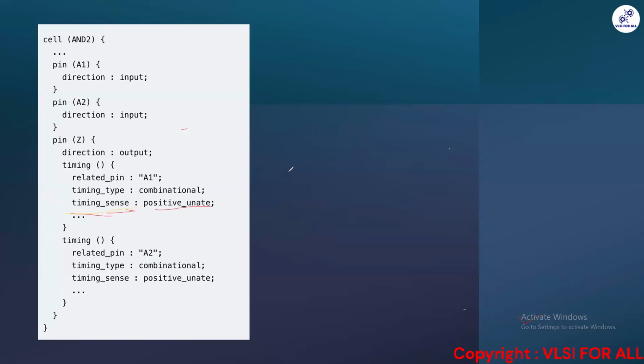We are normal human beings; we have studied it and we are able to draw it. The tool doesn't know the AND gate or OR gate functionality. You have to tell the tool. I'm telling you positive unateness, so you have to make this kind of change.